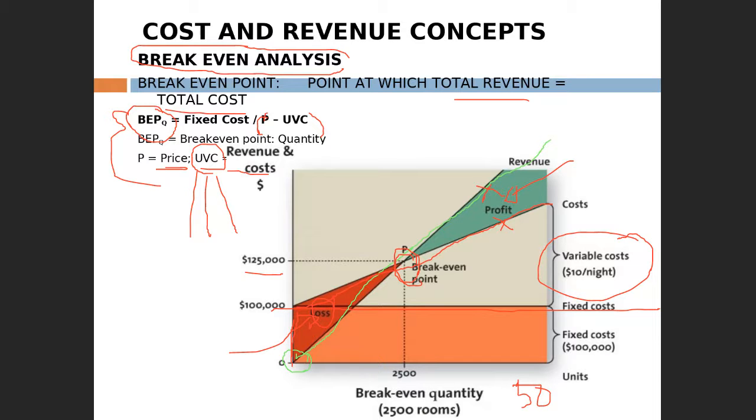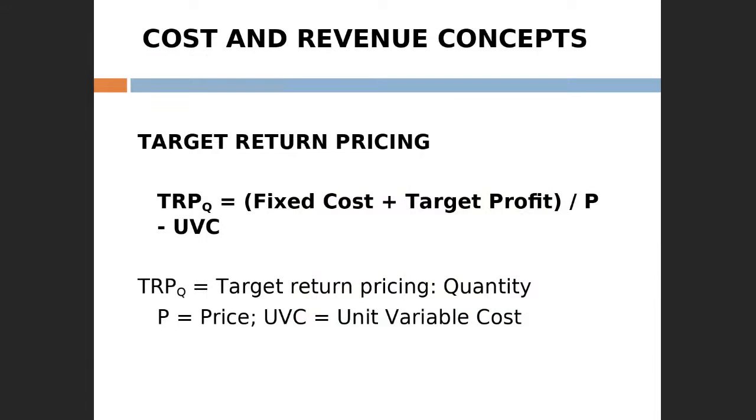Okay. Now before we address a problem, let's look at a formula which incorporates profit into this equation. Very simple. We just call it by using a different name. It's called target return pricing. Target return, that's your profit. So TRP, target return pricing, this quantity, how many you have to sell.